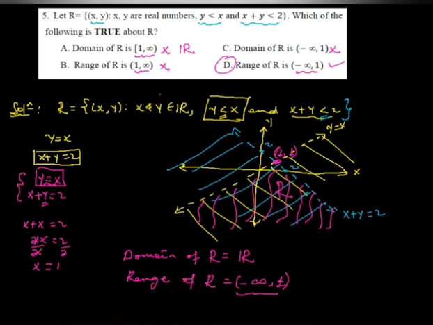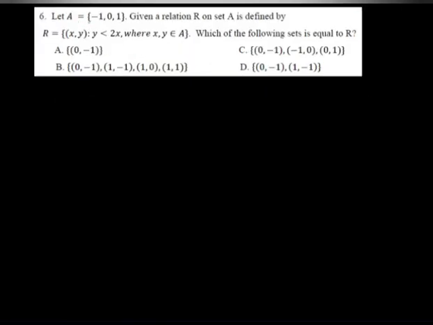Okay, so to answer this kind of question we must sketch our relation. By observing the graphs of the relation you can easily respond to everything. Let A be a set with elements -1, 0, 1. Given a relation R on set A is defined in this way. Okay, our relation is defined this way. This relation is defined on a set A. What does that mean?